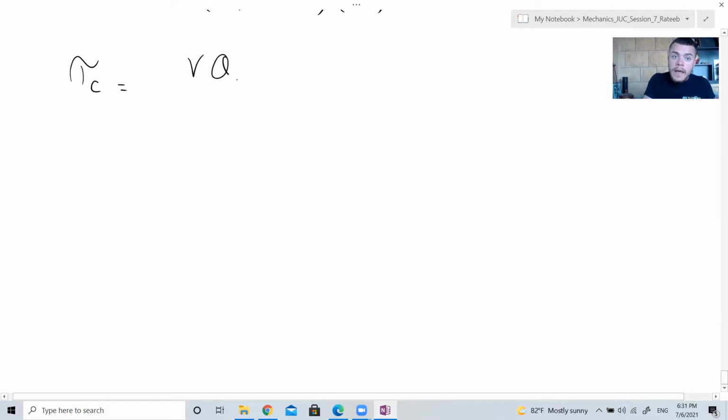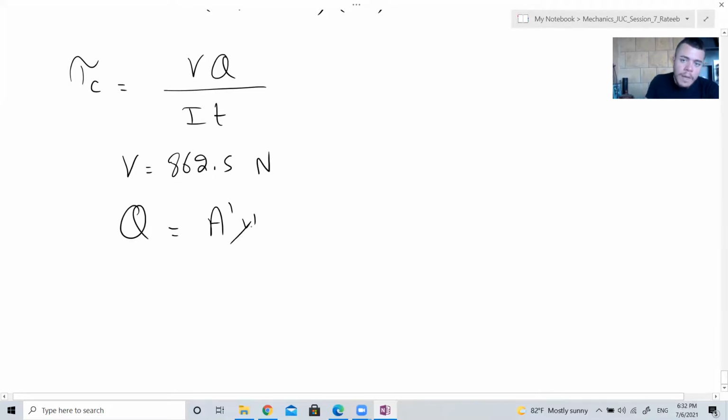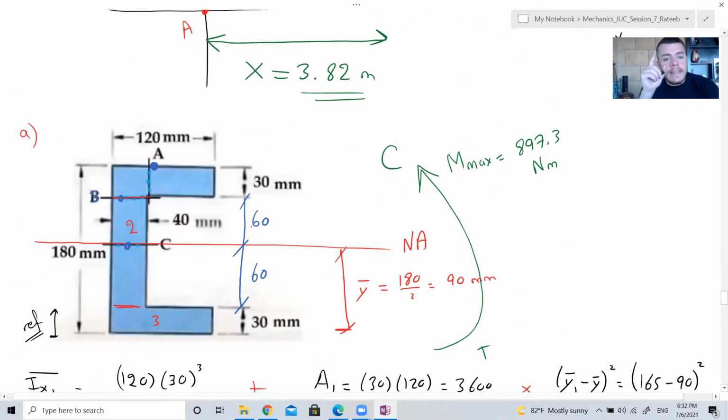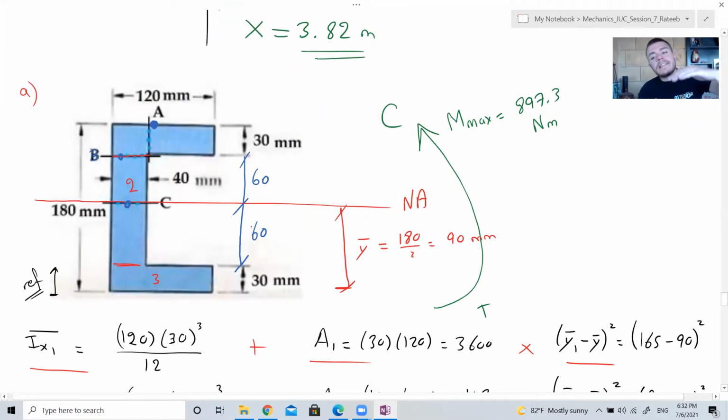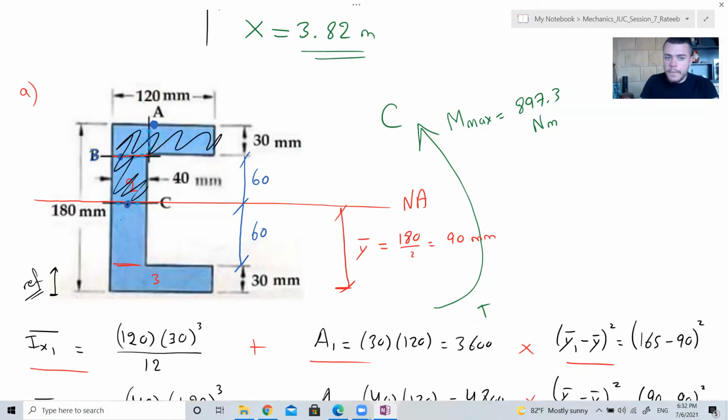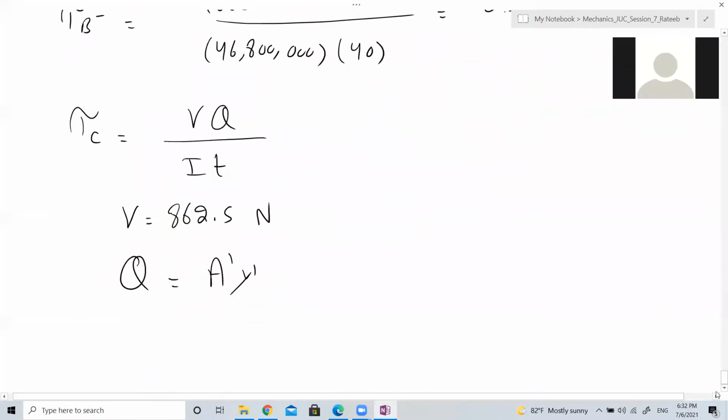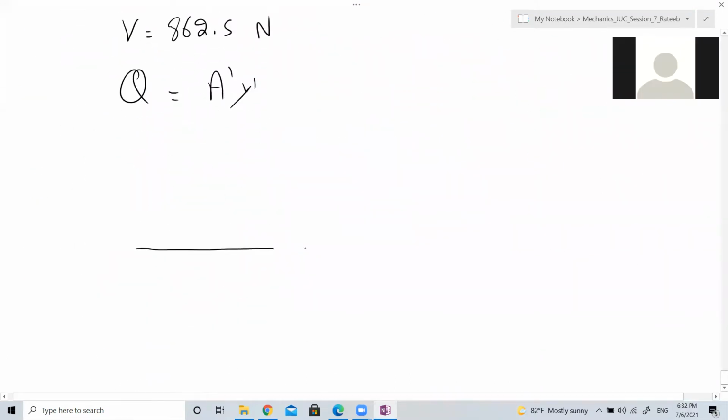Yes, clear. There is one more, which is point C. The shear force doesn't change; it stays 862.5 N. Q will change; it's A prime Y prime. At point C, does it make a difference if we look above or below? No. We take the area above at point C, which is all of this area. Do you agree? Yes. So I'm going to draw it like this.